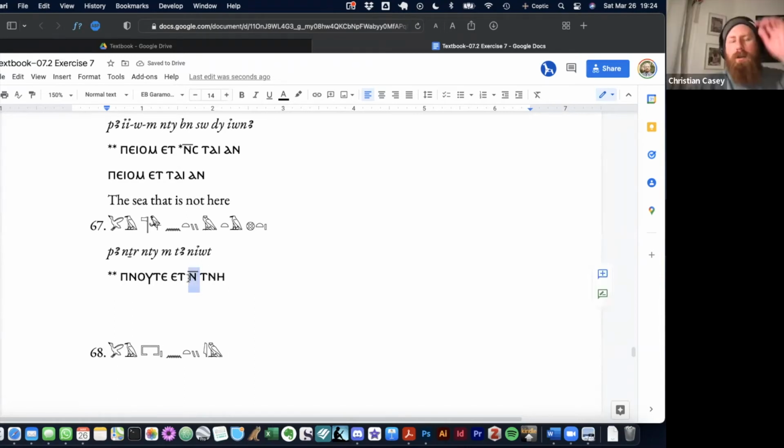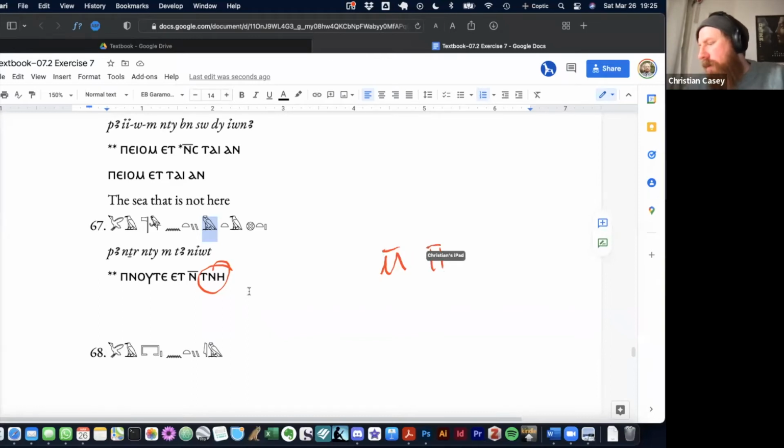Okay. Is it clear why I chose N instead of M here? No, not to me anyway. Okay. That's a thing that's worth talking about. So basically, what happened, starting in the later stages of Egyptian, is that N and M became dependent upon the following consonant as to which one would be chosen. So if this were a masculine noun, like in the house, then it would be M pei.